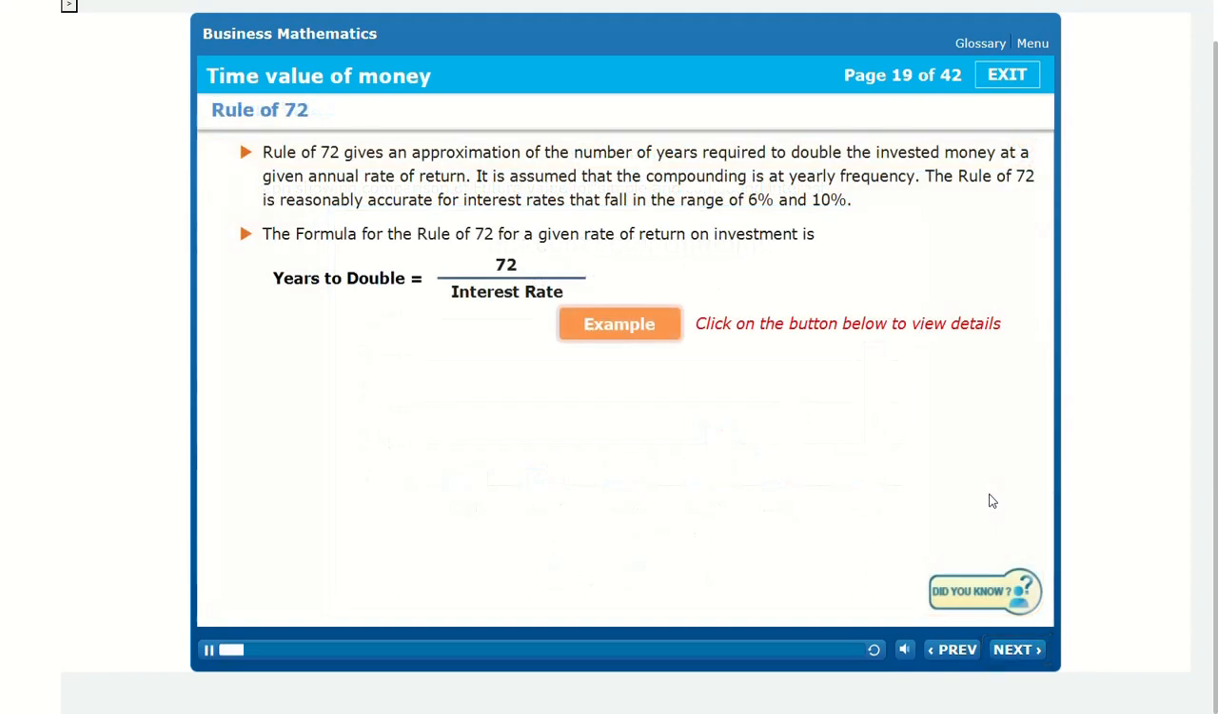Rule of 72. Rule of 72 gives an approximation of the number of years required to double the invested money at a given annual rate of return. It is assumed that the compounding is at yearly frequency. The rule of 72 is reasonably accurate for interest rates that fall in the range of 6% and 10%. The formula for the rule of 72 for a given rate of return on investment is years to double equals 72 divided by interest rate.